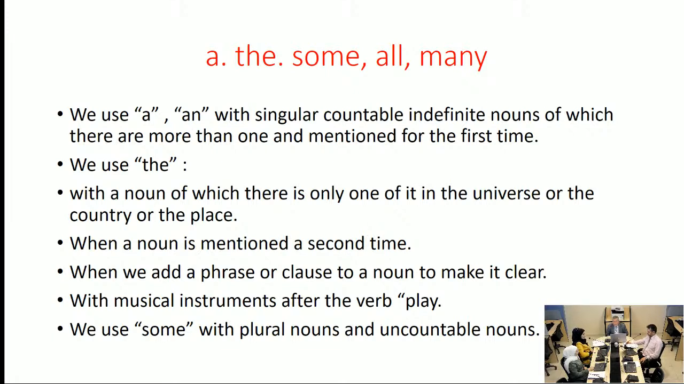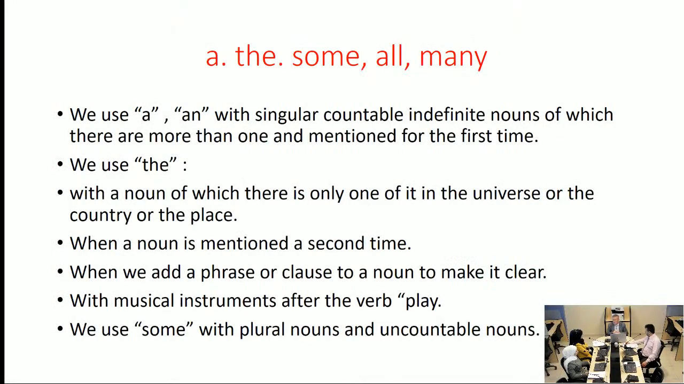I will start with A or N. With singular countable indefinite nouns, of which there are more than one and mentioned for the first time. This summarizes the rule. Singular, countable, indefinite. Students will notice later that when it is plural, we don't use a. When it is definite, we use the. When we have only one, we use the. And when it is mentioned a second time, we will use the. So the rule is summarized in the first usage: singular, countable, indefinite nouns, used for the first time.